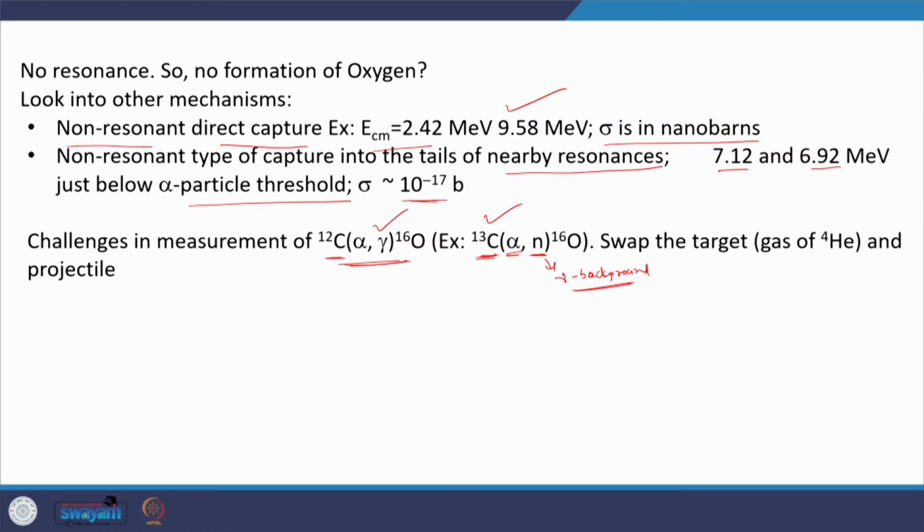So, one way to circumvent this problem is to swap the target and projectile. That means, instead of using alpha in the particle accelerator as the projectile, take a gas of alpha, helium, and then use carbon 12 as the projectile. This is one way. Another way is to use high purity, highly enriched carbon 12. So, using these two ways one can perform these experiments.